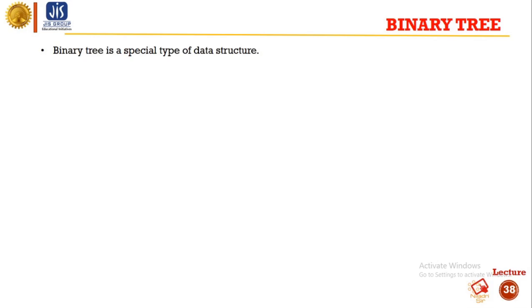So what is a binary tree? A binary tree is basically a special type of data structure in which each node can have at most two children. Any node has a maximum of two children. No node in a binary tree can have more than two children. The node present at the topmost level is called the root of the tree.